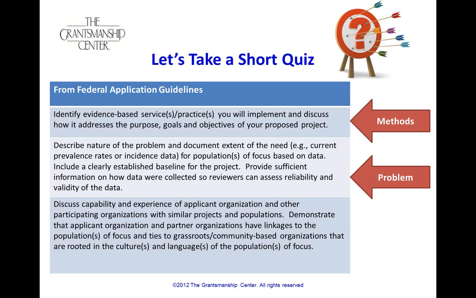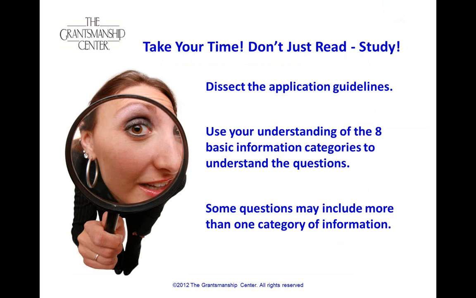The last paragraph, discuss capability and experience of applicant organization and other participating organizations with similar projects and populations. Well, this is the category of information that the Grantsmanship Center calls Introduction of the Applicant Organization. And what's important to note here is not only is the funder interested in the experience of the actual applicant, but the funder also wants to see some documentation or demonstration that other participating organizations are also experienced with a particular sort of program and the population that will be served.